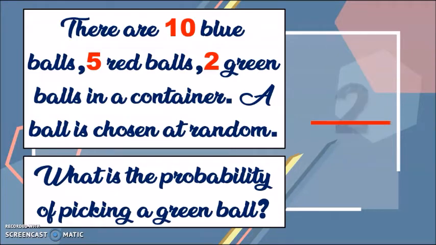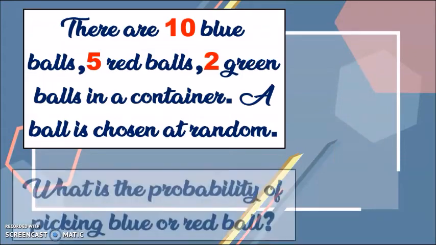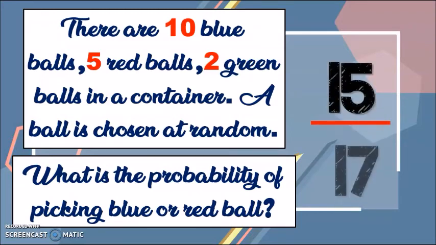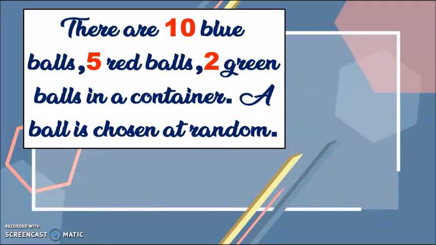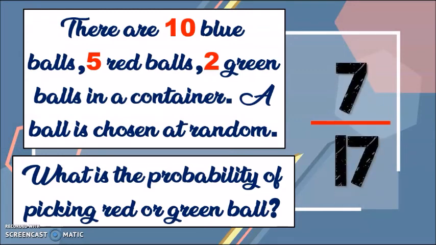3 over 18. Correct. What is the probability of picking a blue or a red ball? Since there are 10 blue balls and 5 red balls, we just have to combine these two. 10 plus 5 will give us 15, and then 18 in total. So the answer would be 15 over 18. What is the probability of picking a red or green ball? 5 plus 3 will be 8 over 18.